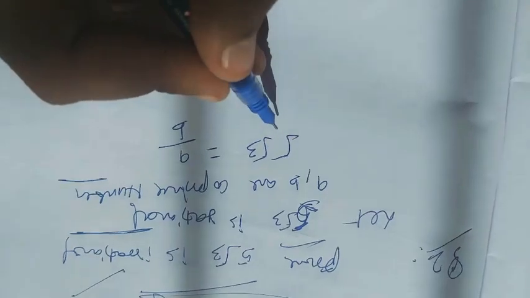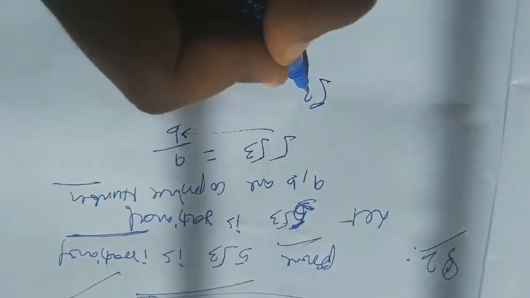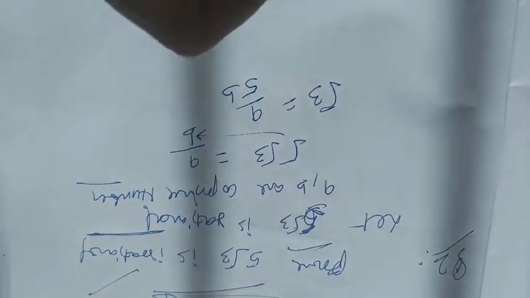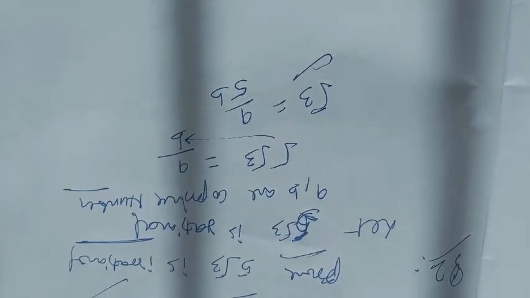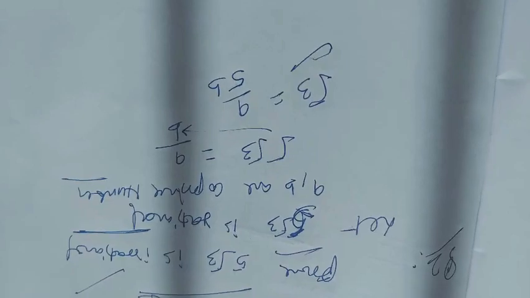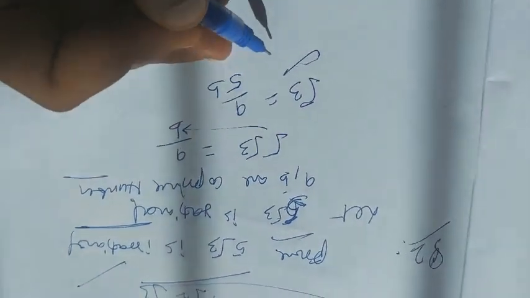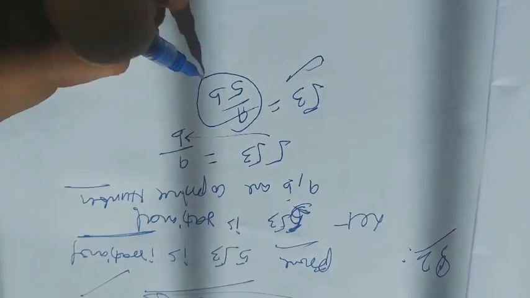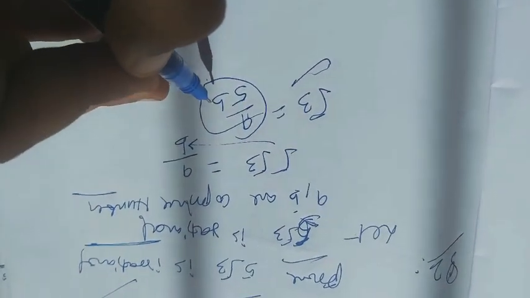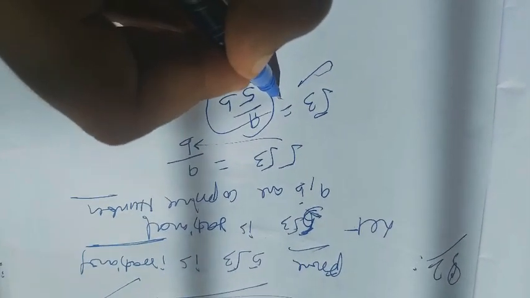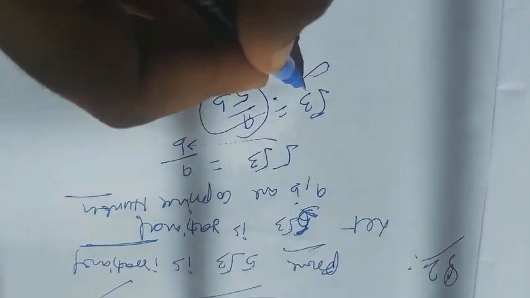Okay, now 5 is a multiple, so you can transfer it here. So root 3 equals a upon 5b. Okay, as earlier we have proved that root 3 is irrational, but we have taken that 5 root 3 is a rational number. It means that if this is a rational number, a upon 5b is a rational number. Okay, so this is rational, so this equal sign means that this should be equal to this.